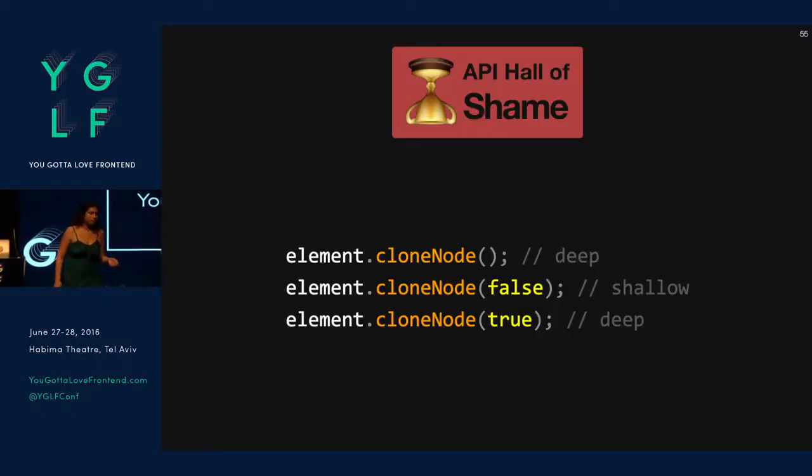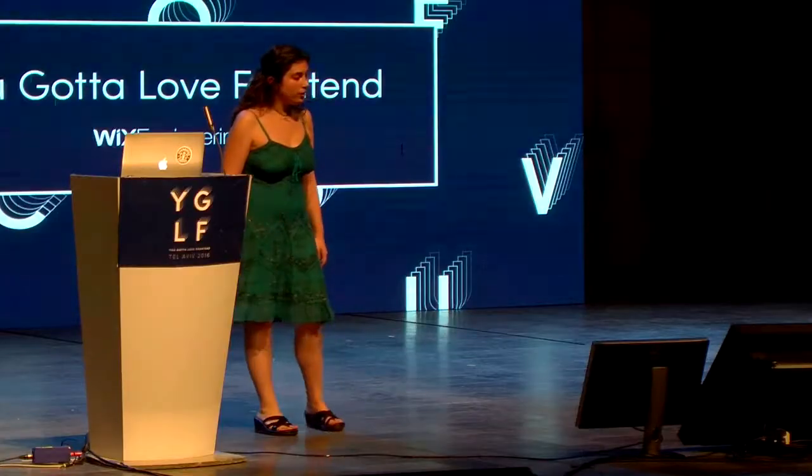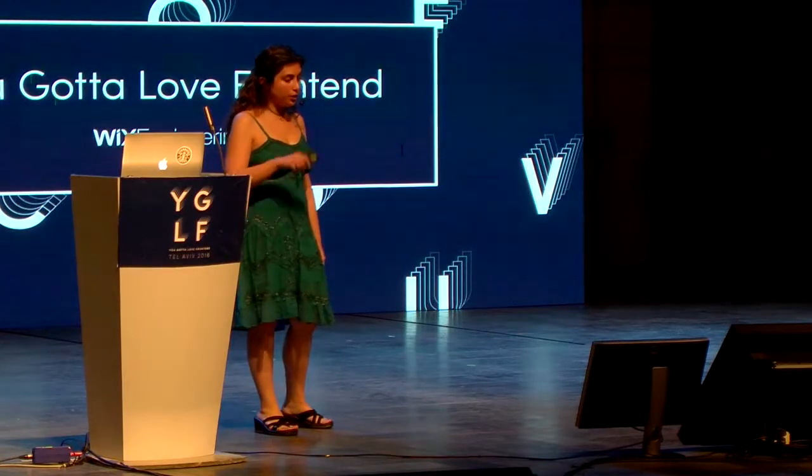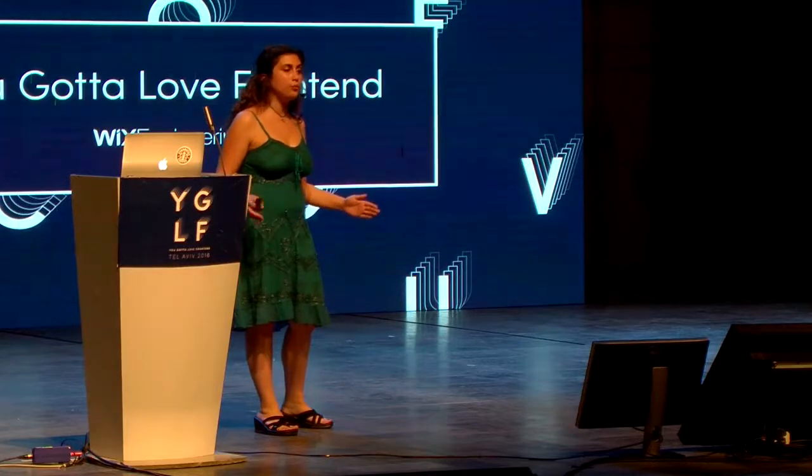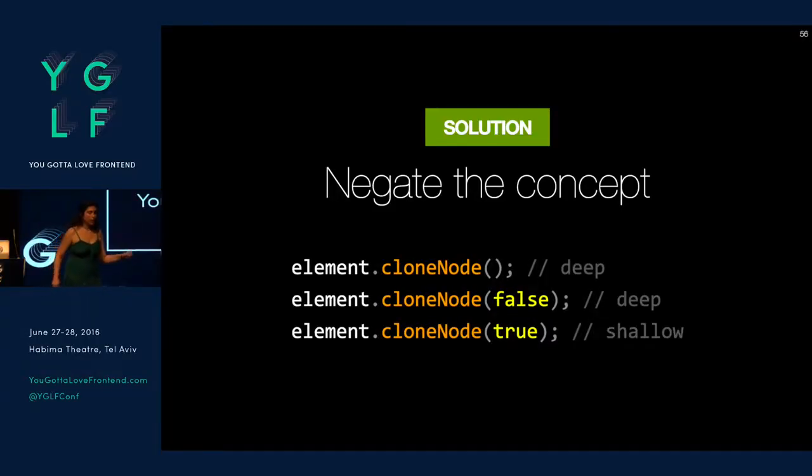So cloneNode again. As you can tell, it's one of my favorite examples. If you don't provide a value, then it's deep, which is a sensible default. I'm not arguing that if you don't provide a value, it shouldn't clone the entire subtree. That's what you want in most cases. But to only clone the element itself without the subtree, you have to provide the value false. So it can trip up people when they're still learning JavaScript. It's not a major point, but it can be a little confusing.